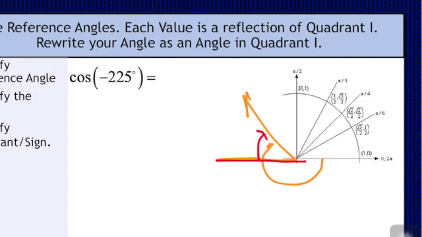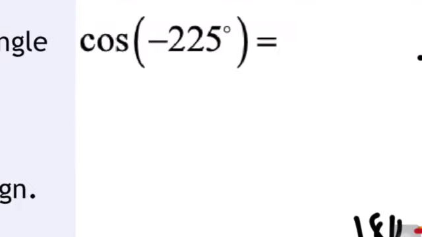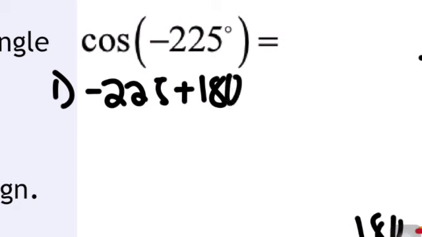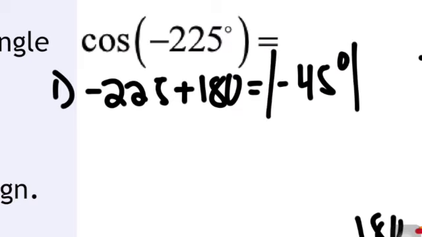The way I'm going to do this is we know this is 180, and this is negative 225. I only want to find the difference. So I'm just going to take negative 225 and add it to 180, and that's going to give me negative 45 degrees. Now, I don't really care about the sign, so I'm going to take the absolute value of it because reference angles are always positive. So 45 degrees here.